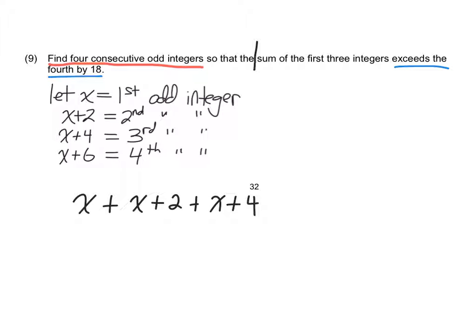Exceeds the fourth by 18. So what is that going to look like? So we want an equal sign. We want the x plus 6. Yeah, so that 18 has to come into play here. Plus.